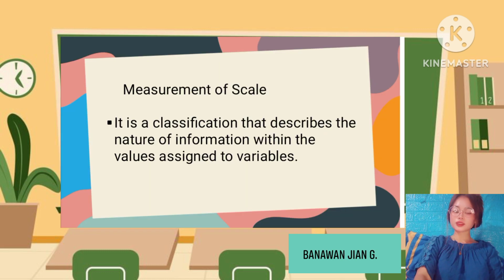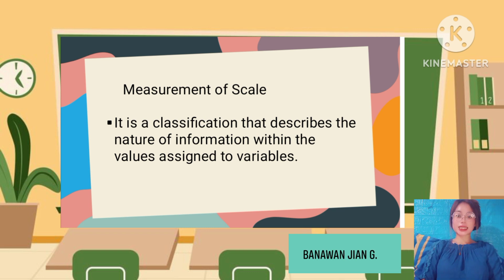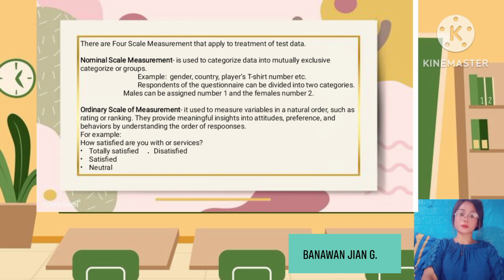Okay? So what is the measurement of scale? It is a classification that describes the nature of information within the values assigned to variables. So there are 4 scales of measurement that apply to the treatment of test data. First we have the nominal scale of measurement. This is used to categorize data into mutually exclusive categories or groups.